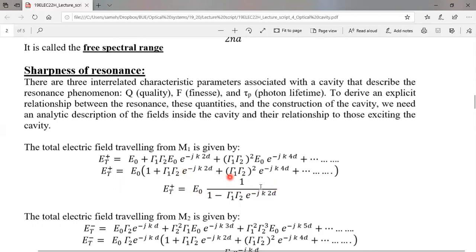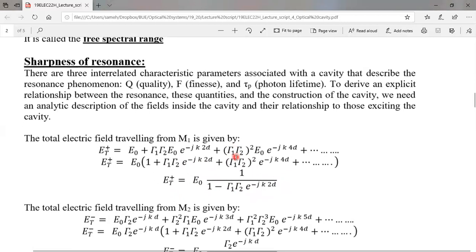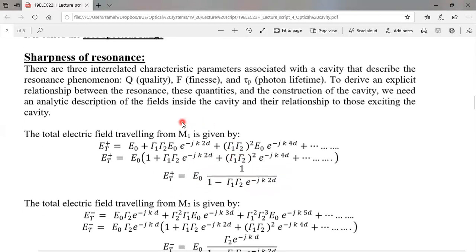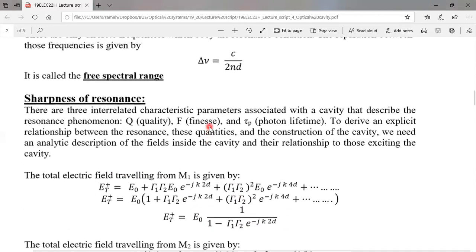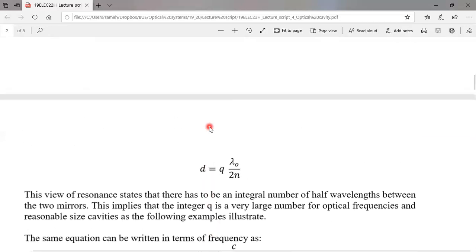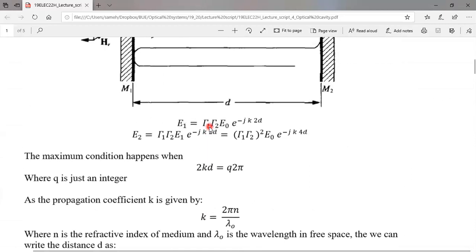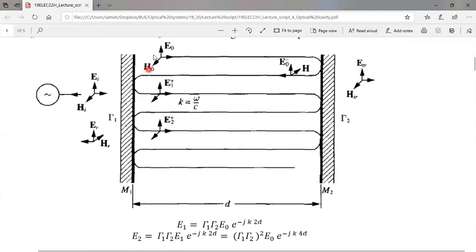So simply, after reaching this equation, you can say that the total electrical field equals E node times 1 over 1 minus gamma 1, gamma 2, e power minus j k 2d. Okay. Now we are expressing the total electrical field traveling from M1. That's why we call it here, this is M1. That's why we are adding all these terms together, so that this is the total electrical field propagating from M1.